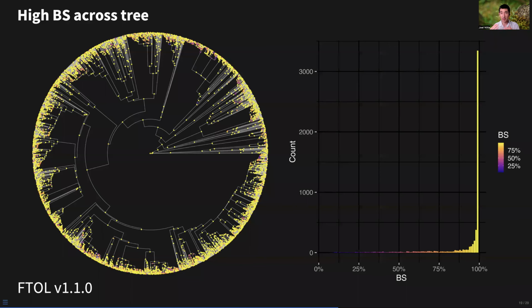We also have high bootstrap support across the tree. The bootstrap values are higher in yellow. So you can see we have high support across the tree, and especially at some of the deeper nodes.